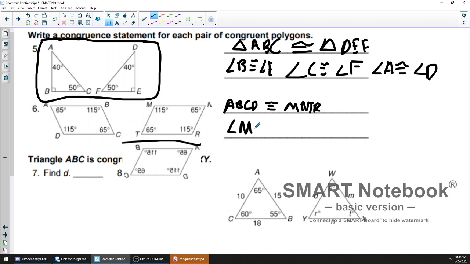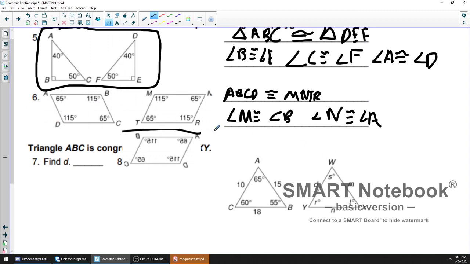Angle M is congruent to angle B. Angle N is congruent to angle A, and so forth and so on. Remember, you're matching up the angles, you're matching up the size, and you're seeing if the figures are the same.